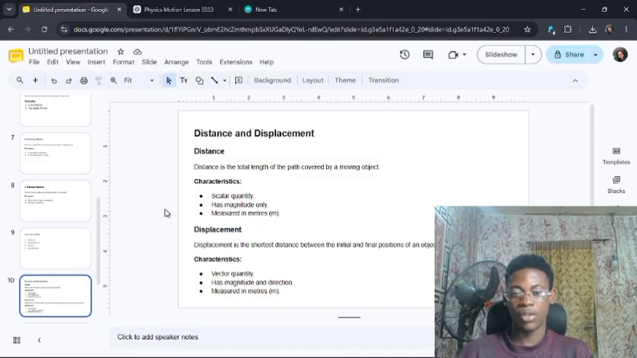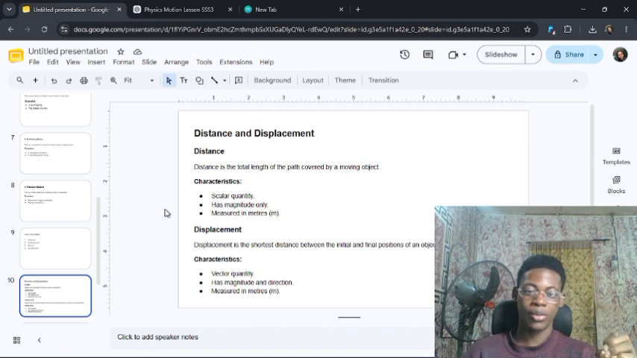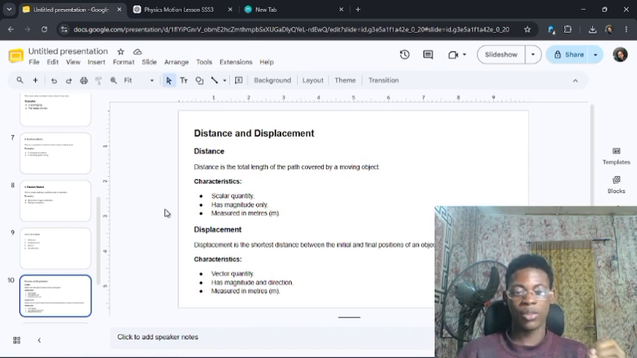Meters. So displacement is the shortest distance between the initial and final position of an object in a specific what? Direction. So it is a vector quantity, it has magnitude and direction, and it is also measured in what? Meters. So both displacement and distance are similar. It's just that one has its direction.